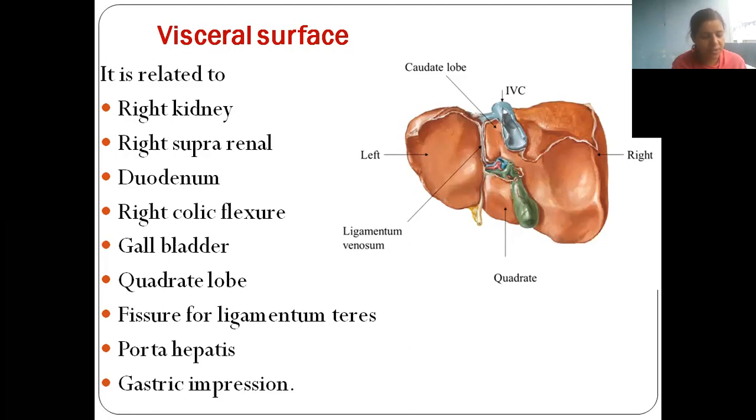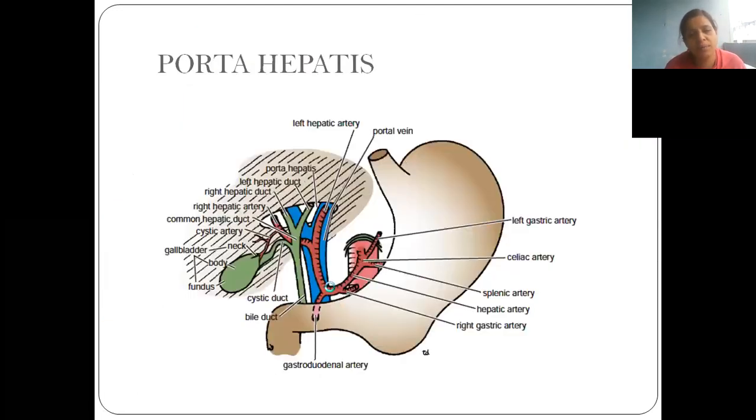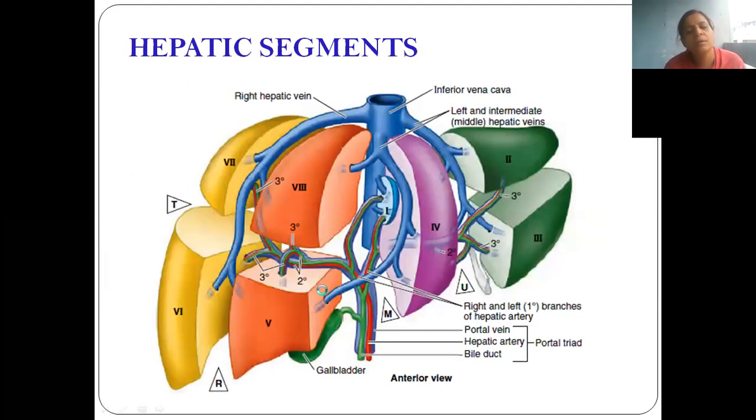Describe the visceral surface. The development part we will study when we do embryology. If any slide is here, I'll help you with that. It's simple only.